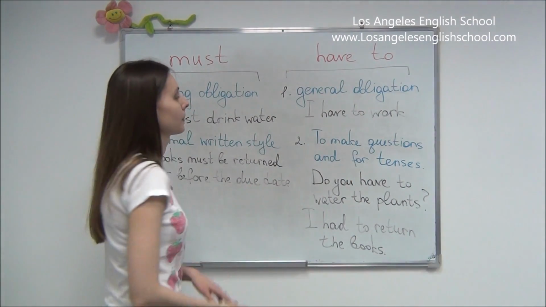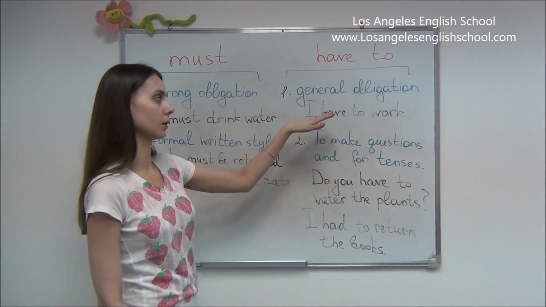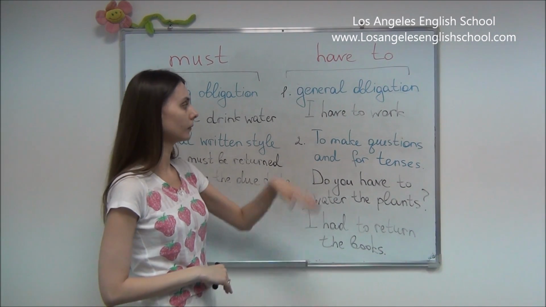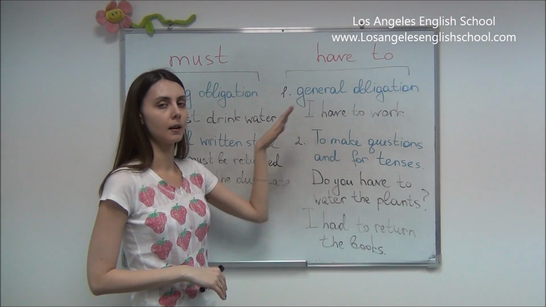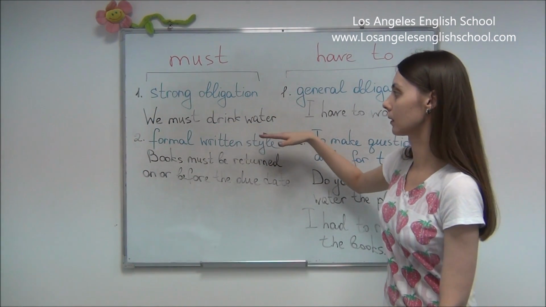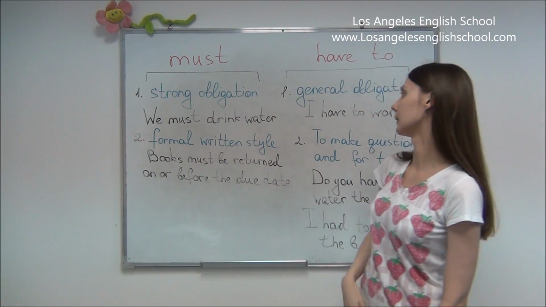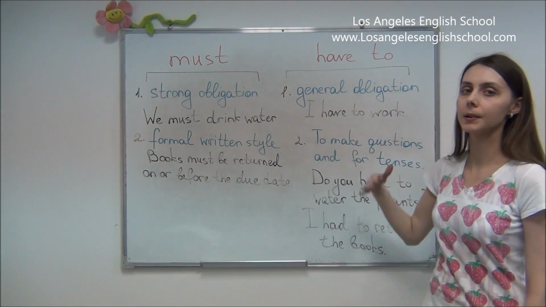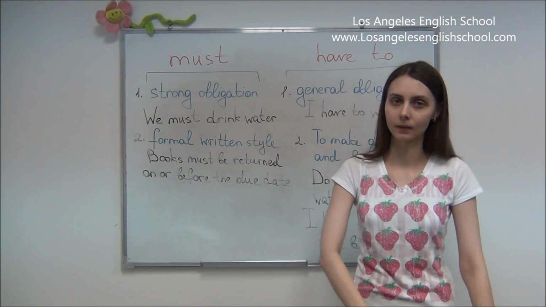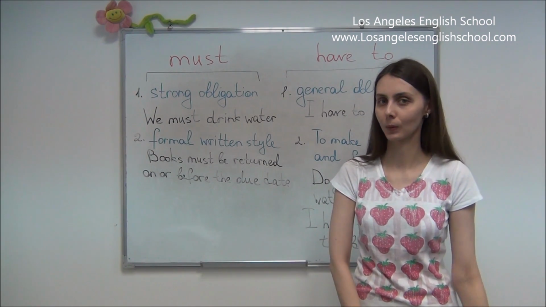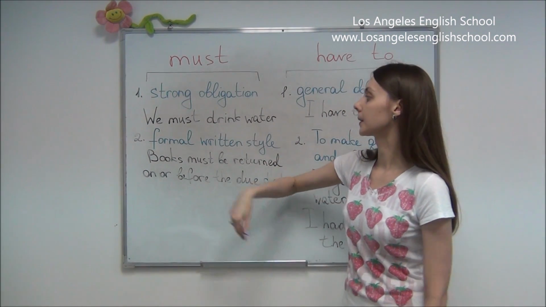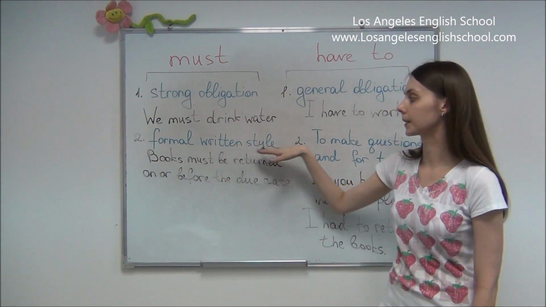Have to expresses a general obligation. It can be a rule at work or a law. I have to work. So you feel the difference between we must drink water, we have no choice, and I have to work. It's also very important, but of course you have a choice where to work or not to work. The next: must is used to express formal written style.